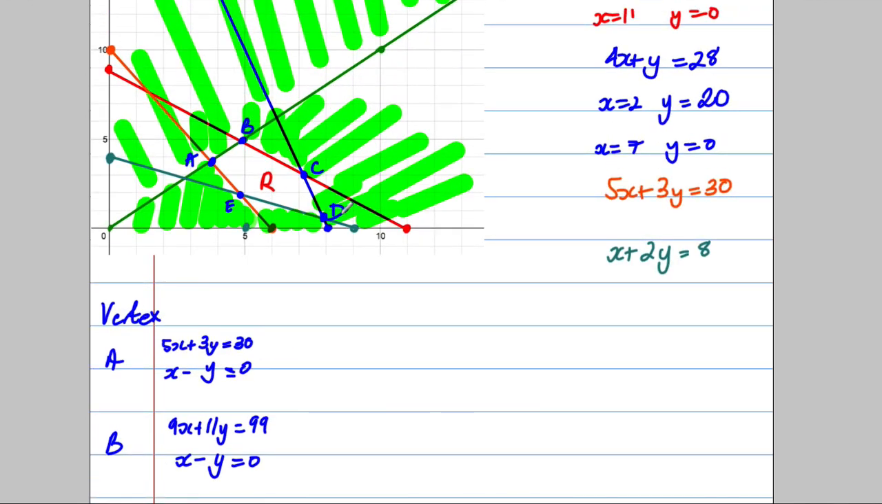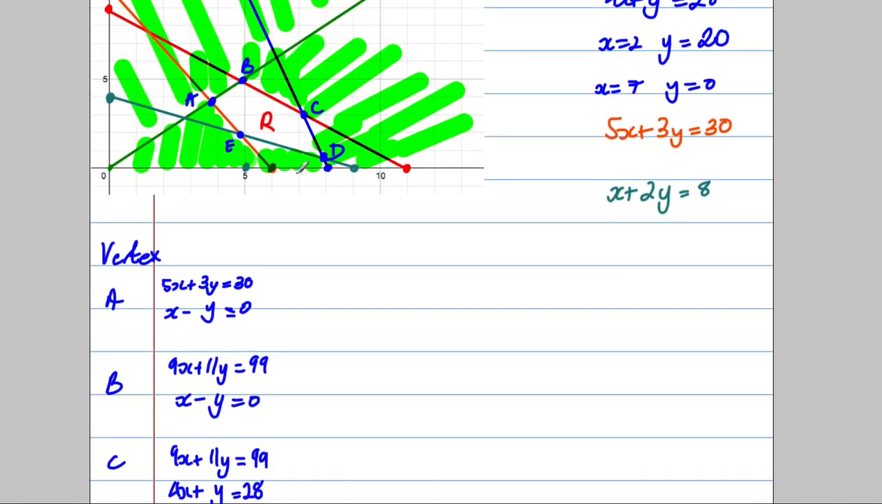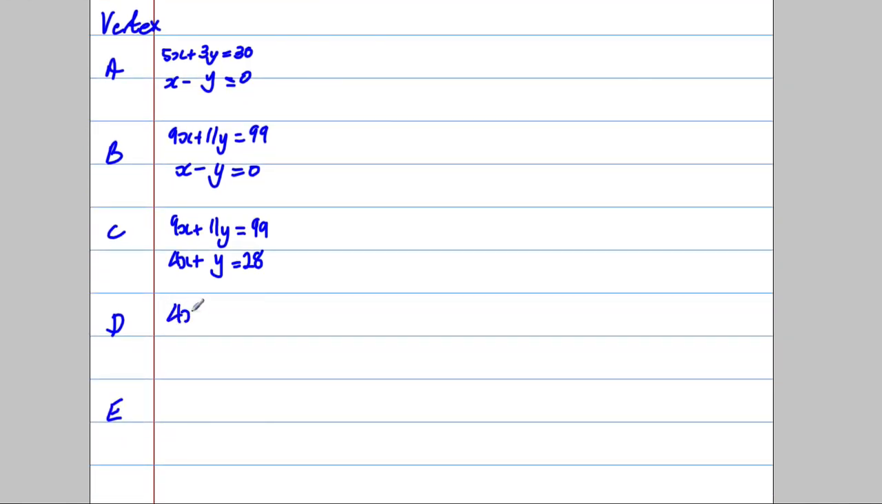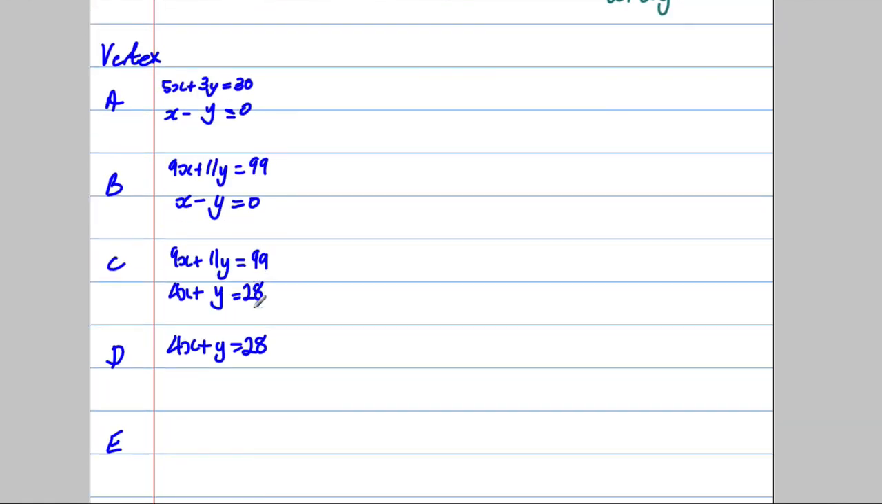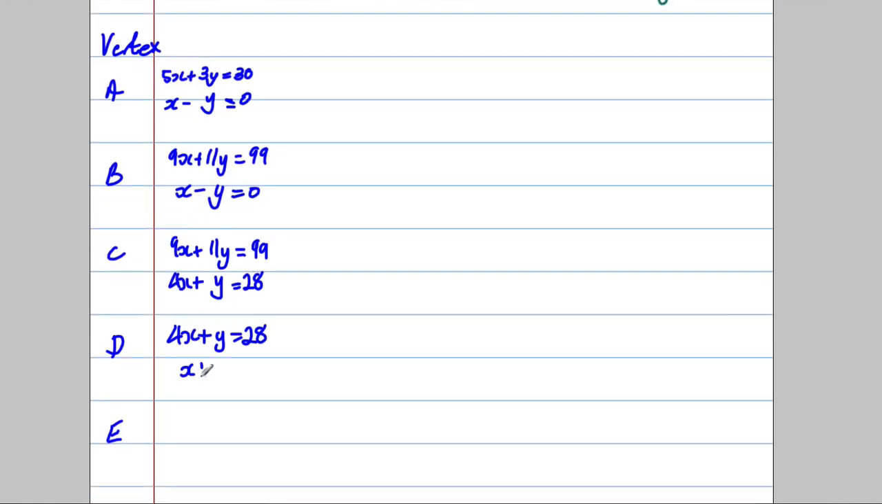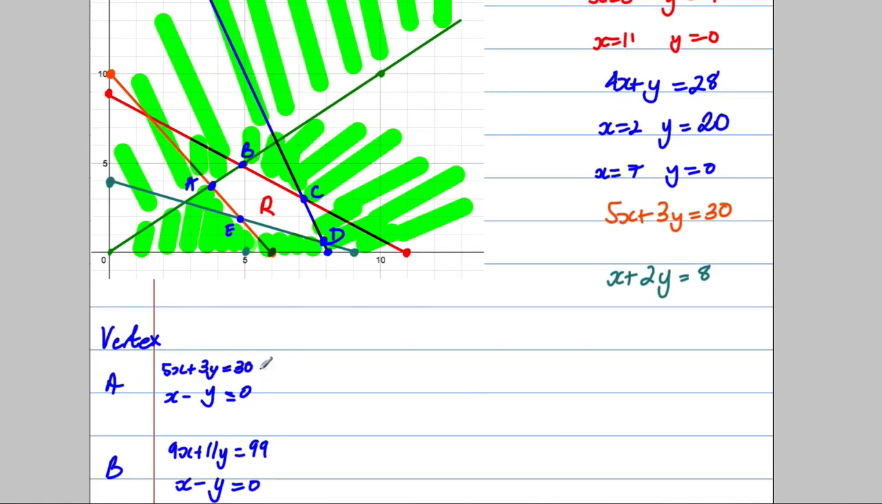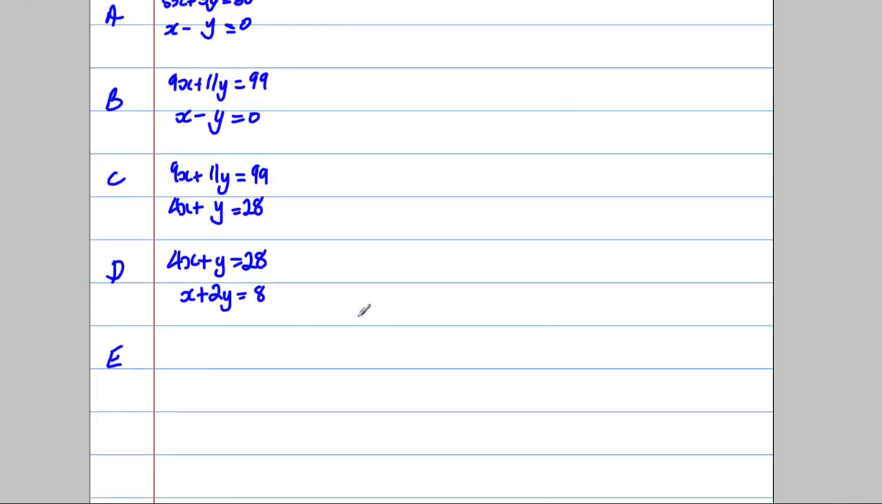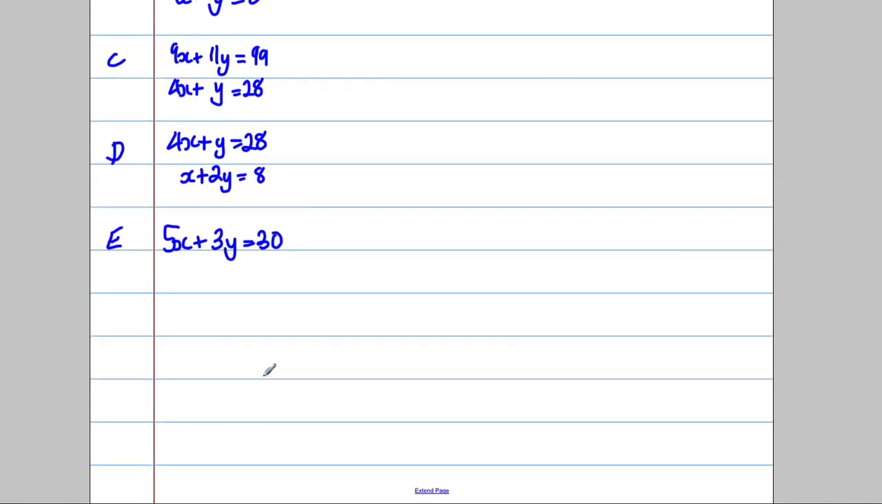D occurs where the turquoise meets the blue, so that's where 4x plus y equals 28 meets the turquoise line, x plus 2y is 8, so x add 2y is equal to 8. And the last one is where the orange meets the turquoise, so 5x plus 3y is equal to 30, meets the turquoise, which is x plus 2y is 8.